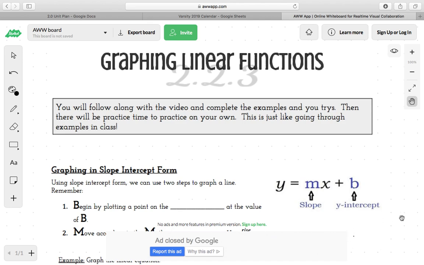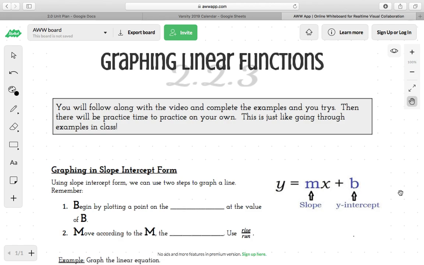All right, so we're going to go through some examples and you guys are going to follow along with this video and we're going to look at graphing lines. And so we have two forms that we graph lines in. We have slope-intercept form and standard form. We're going to start with slope-intercept form and you're going to go through the examples with us and complete the U-tries and you will have time to practice on your own. And this is just like how we would do it in class.